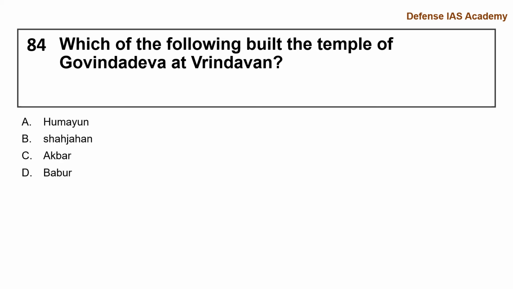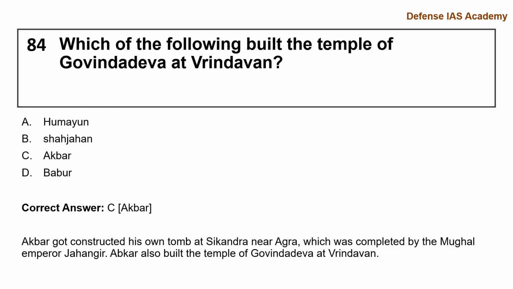Question 84. Which of the following built the temple of Govinda Deva at Vrindavan? The correct answer is option C, Akbar. Akbar got constructed his own tomb at Sikandra near Agra, which was completed by the Mughal Emperor Jahangir. Akbar also built the temple of Govinda Deva at Vrindavan.